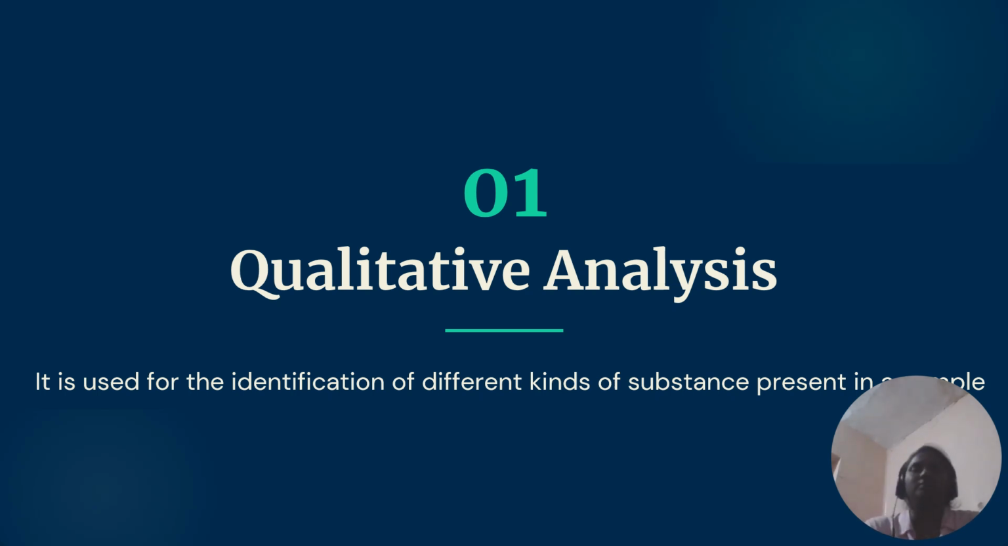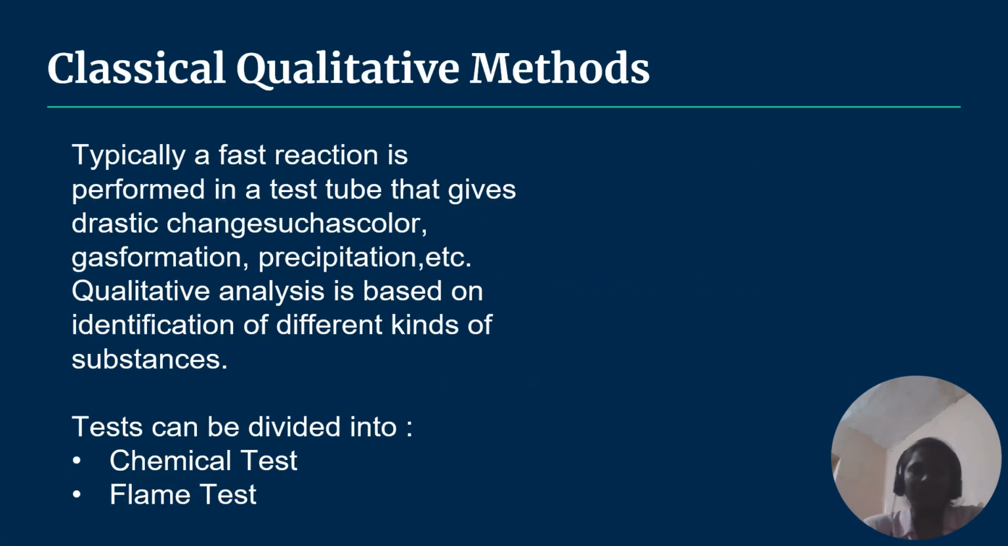First process, that is qualitative analysis. It is used for identification of different kinds of substances present in a sample. For example, things that we see through our eyes, like an immediate transition based on color, gas formation, precipitation, etc., are a part of qualitative analysis, which we visualize.